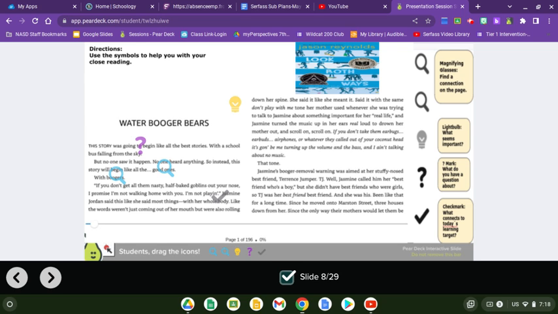And Jasmine turned the music up in their ears real loud to drown her mother out and scroll on, scroll on. "If you don't take them earbugs, earbuds, earphones, or whatever they call them out of your coconut head, it's going to be me turning up the volume and the bass. And I ain't talking about no music." That tone. Jasmine's booger removal warning was aimed at her stuffy-nosed best friend, Terrence Jumper, TJ. Well, Jasmine called him her best friend, who's a boy. But she didn't have her best friends who were girls, so TJ was her best friend. And she was his. Been like that for a long time, since he moved onto Marston Street, three houses down from her.